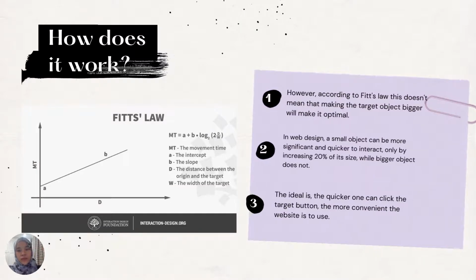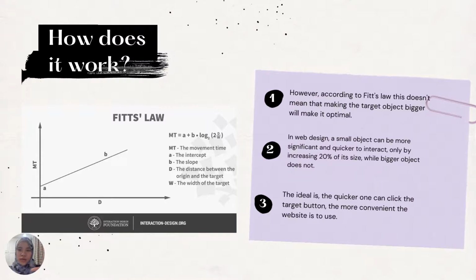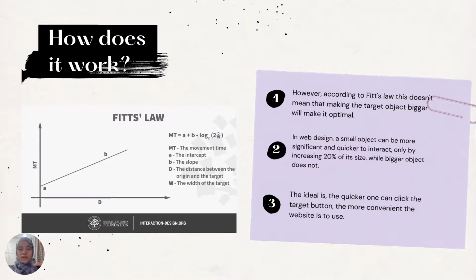There is a mathematical formula to calculate Fitts's law, but we're not going to get into that as much. Now, remember when I said that a bigger target is easier to hit? That's still true. However, it doesn't work like that in every case. That works only if you increase the size of a small object by 20%. But if you were to increase the size of an already big object, it would just make it look awkward.